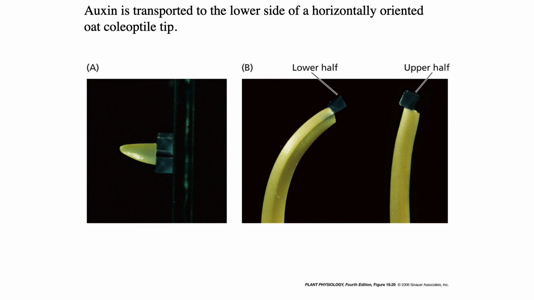In negative gravitropism in a shoot, auxin is transported to the lower side of a horizontally oriented oat coleoptile tip. One piece of evidence for this is shown in this figure. In A, auxin from the upper and lower halves of a horizontal tip is allowed to diffuse into two agar blocks. In B, the agar block from the lower half, the left, induces greater curvature in a decapitated coleoptile than the agar block from the upper half on the right.